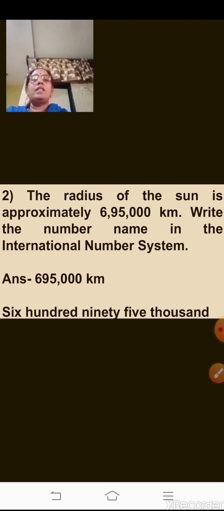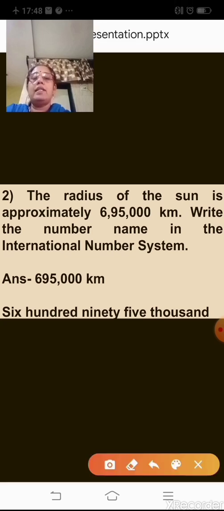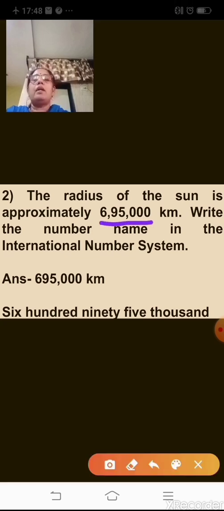The radius of the sun is approximately 6,95,000 kilometers. Write the number name in the International Number System. You all have studied about the Indian and International Number Systems in our previous lessons. Now this number, 6,95,000, is written in which system? It is written in the Indian system. Now you have to write it in the International Number System.